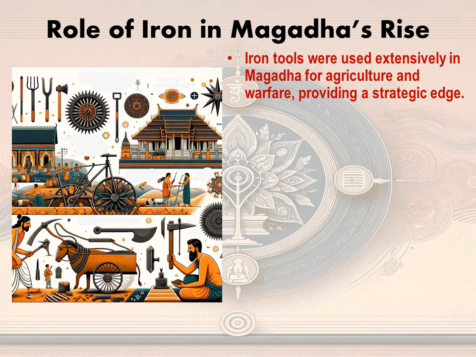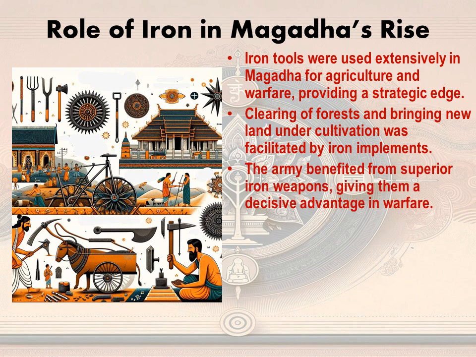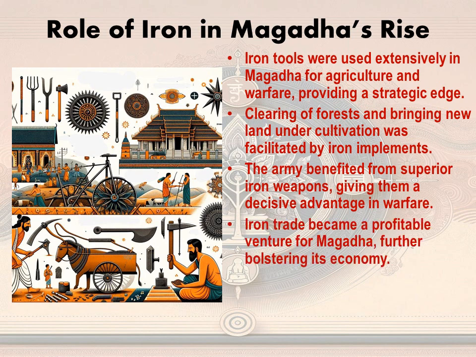And also, iron played an important role in the manufacture of weapons, which provided a strategic edge to the Magadhan soldiers. Clearing of forest and bringing new land under cultivation was facilitated by iron implements. Clearing of forest could only be done with the help of iron axes. The army benefited from superior iron weapons, giving them a decisive advantage in warfare. So, from the different wars which Magadha fought, iron obviously played an important part.